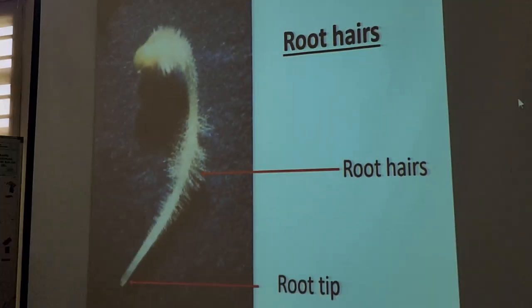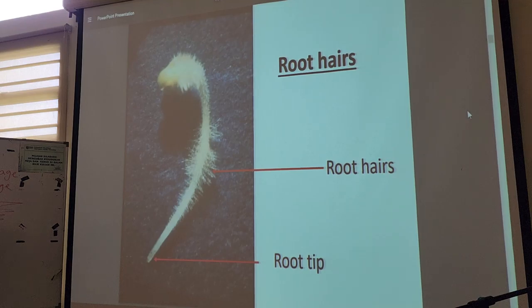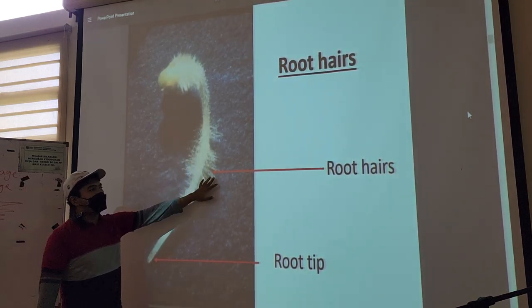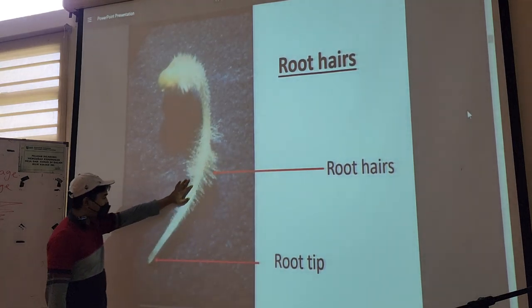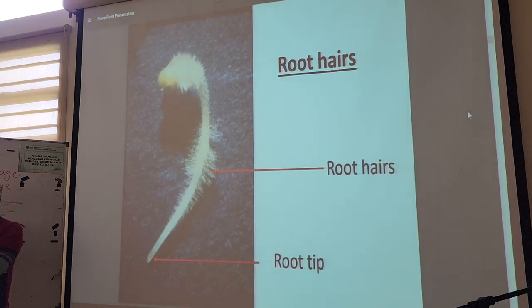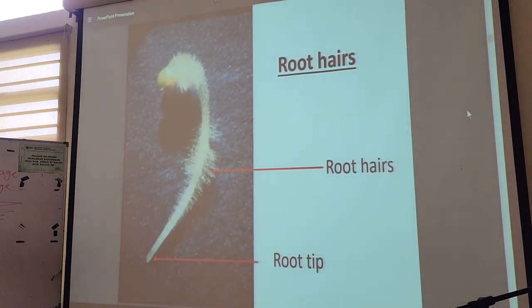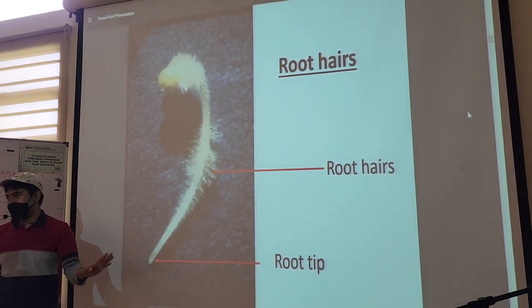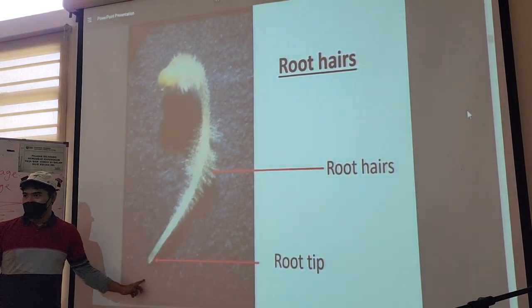So this is the close-up look at the radicle when it has just emerged from the seed. All these small things are called the root hairs. And then you can go all the way to the root tip. You see, the root tip hasn't got any root hairs. When you draw, please do not draw hairs at the tip. There is no hair because this is actually something different.